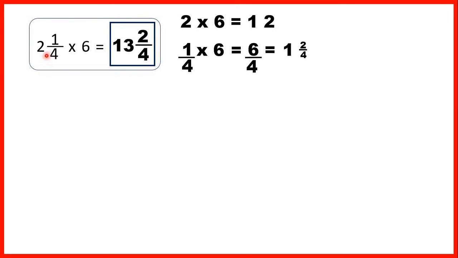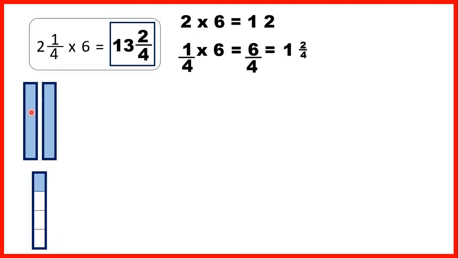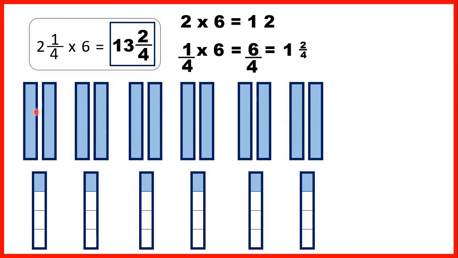But let's think about what this multiplication is really telling us. We have 2 and 1/4, so there's 2 wholes and 1/4 of another fraction bar, and this time we're multiplying by 6. So we need to show 2 and 1/4 6 times. There we've got 2 and 1/4, 1, 2, 3, 4, 5, 6 times. So you can see how our working out matches. We did 2 times 6 to get 12, and we have 12 full fraction bars here.